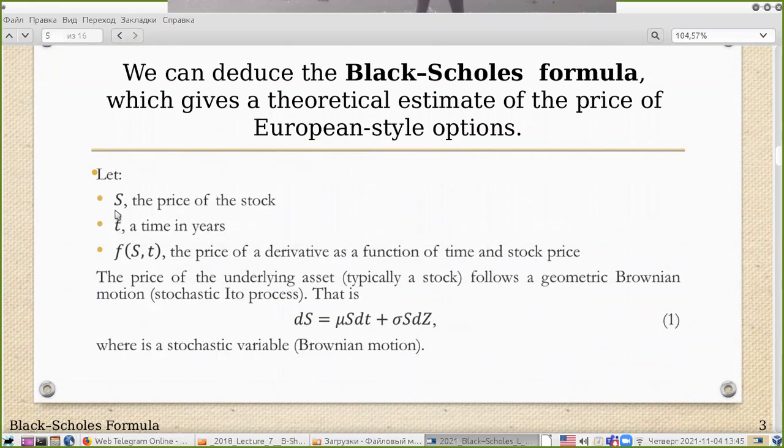So let S be the price of the stock, and T the time in years. So if it is 3 months, it's 1 divided by 4 in years. And let f of S and t be the price of the derivative as a function of time and stock price. It means that it's the payoff function. You know how we can write the payoff function for a call option. Please, who would like to say?